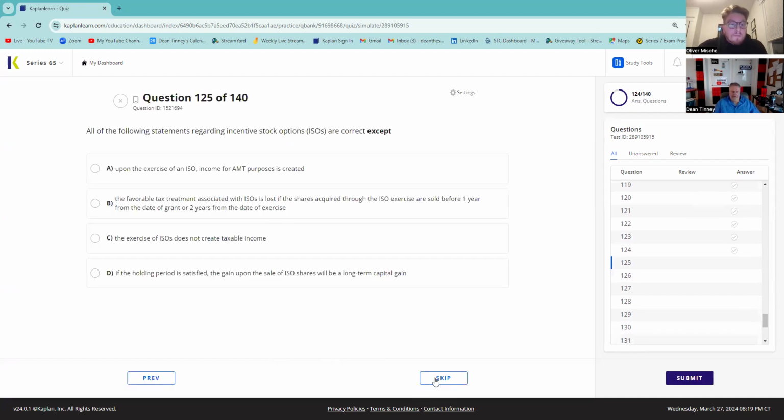All the following statements regarding incentive stock options. Ooh, I think of incentive stock options. I think about Elon and what was it, $8 billion, and they had to come up with to pay his taxes on the exercise of these damn things. Woohoo! Jesus, that's so much money. Yeah, proof that a lot of money doesn't necessarily mean you're a good guy. I'm kidding.